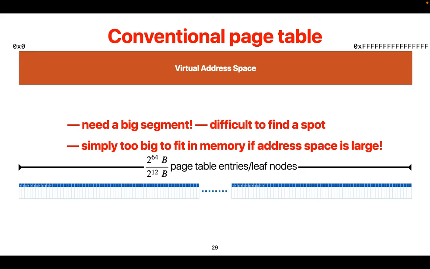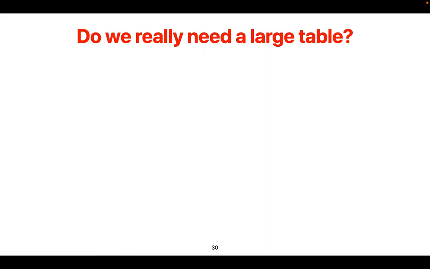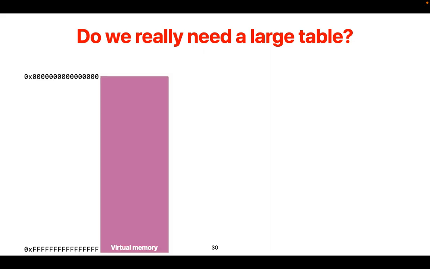So, first of all, if you want to build a tree, you have to count how many leaf nodes you need. Again, because we need to address this amount of entries, this is the total number of entries that we need. These are the leaf nodes that we need in a tree, a total of 2 to the 64 divided by 2 to the 12. However, that's very large, right? So the first question is, do we really need to use a very large table? And the answer is probably not.